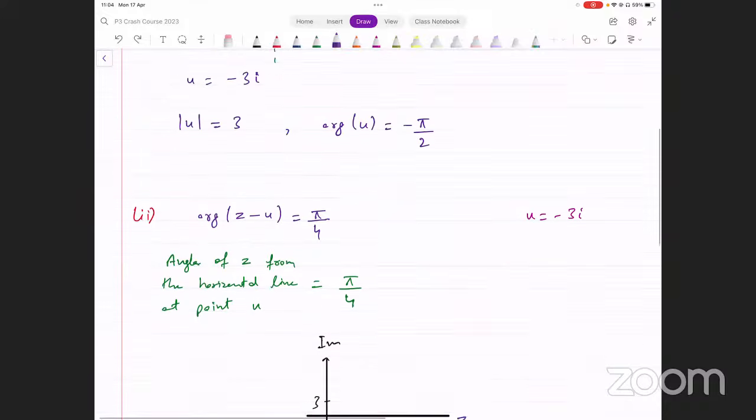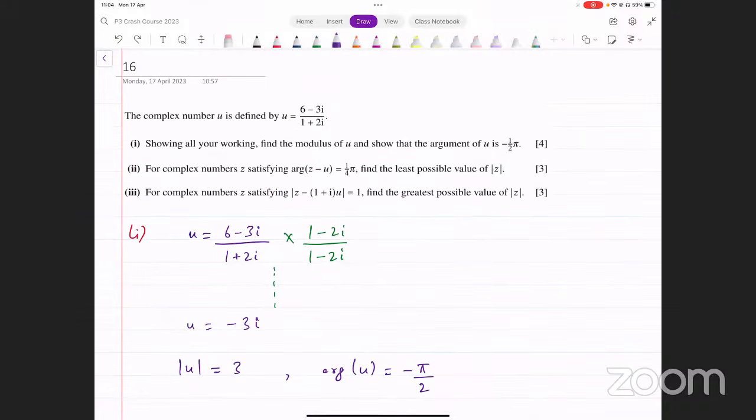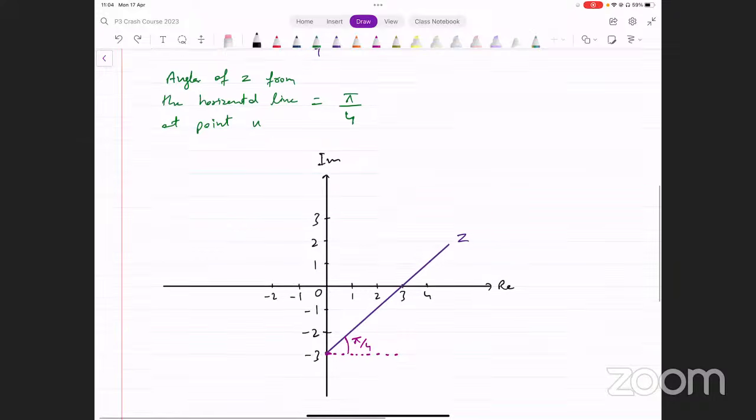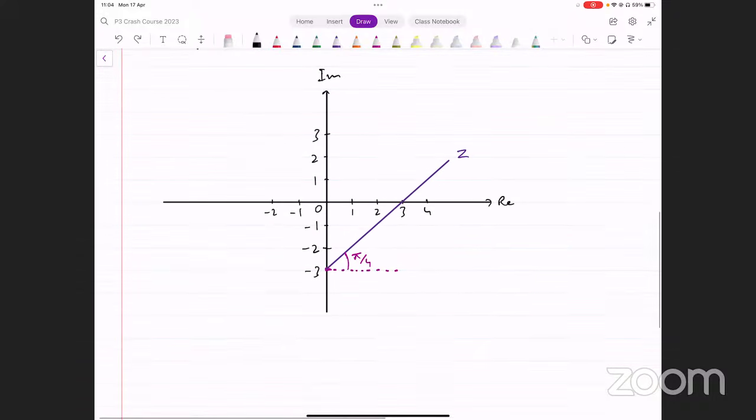Now, what they've asked us to find is the least possible value of the modulus of z. That's what we have to figure out. Let me write that here. We're looking for the least possible value of modulus of z. Remember what modulus of z represents? It represents distance from the origin. Now we have a line here and we have the origin. The origin is this point here. So we have to look for the shortest distance from the origin to this line.